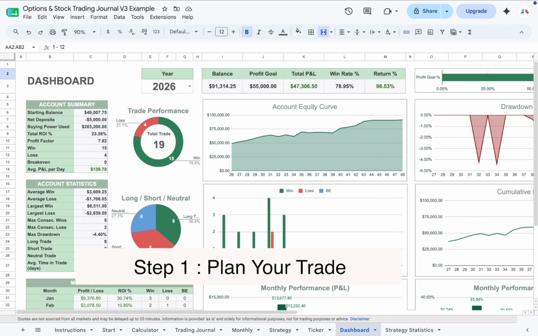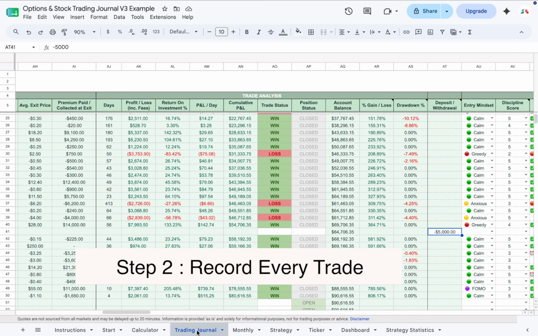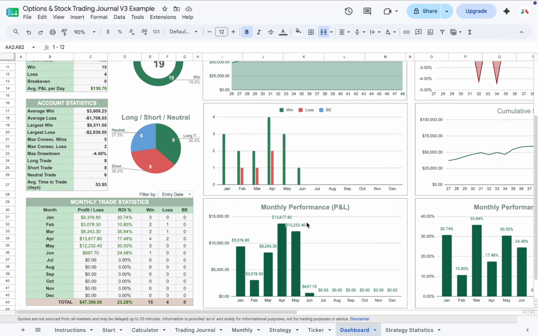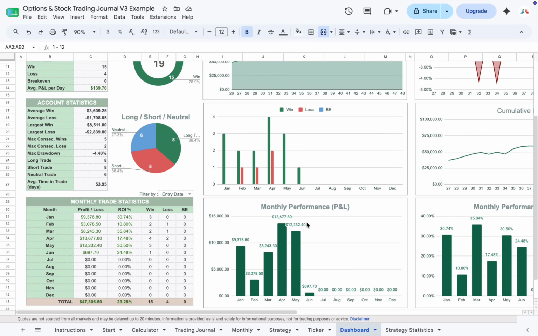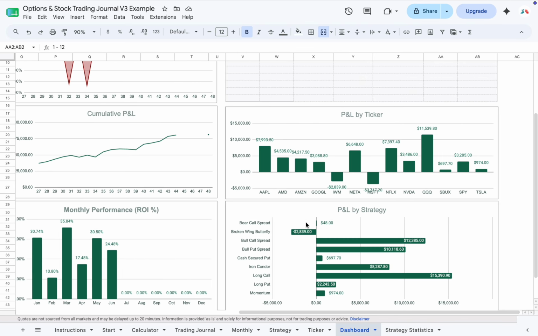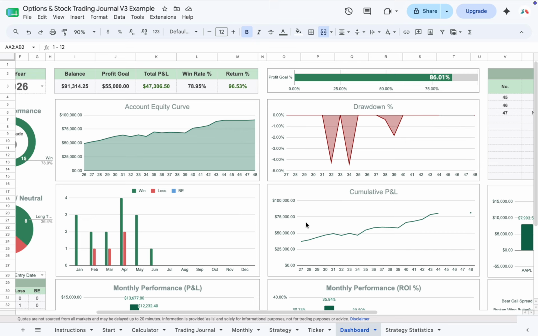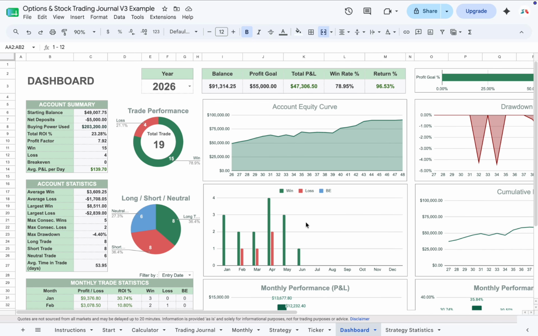First, plan your trades. Second, record every trade consistently. And third, analyze your performance regularly. By following these 3 steps, you will turn your trading activity into valuable data that helps you make more informed decisions and continuously improve over time. Whether you are a beginner just starting out or an experienced trader looking to optimize your performance, keeping a trading journal can be one of the most powerful habits you develop.